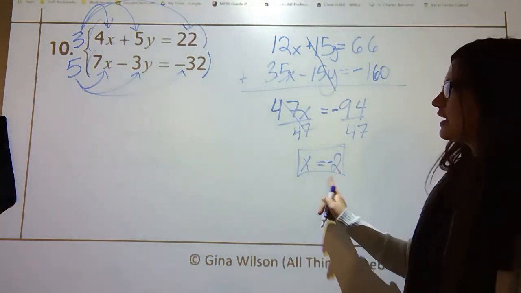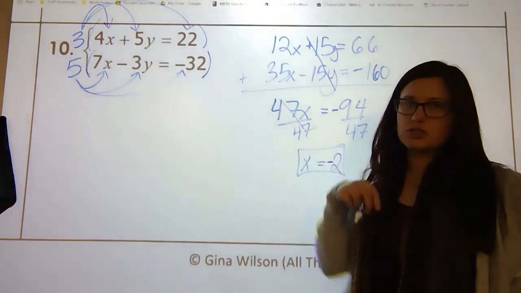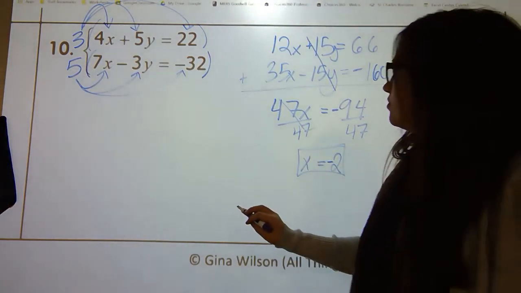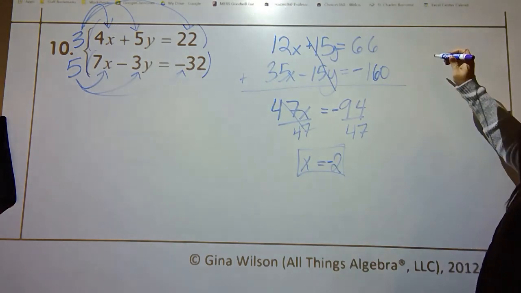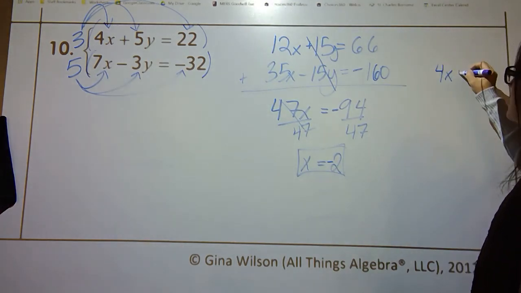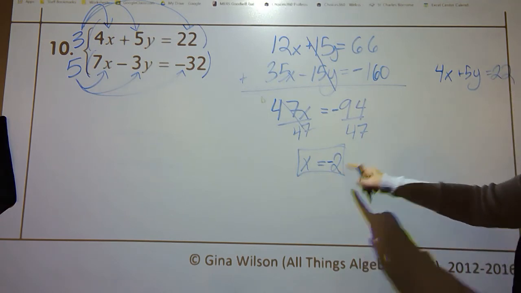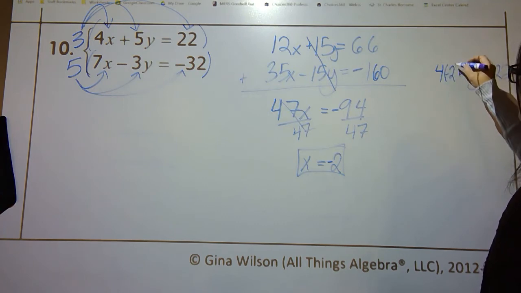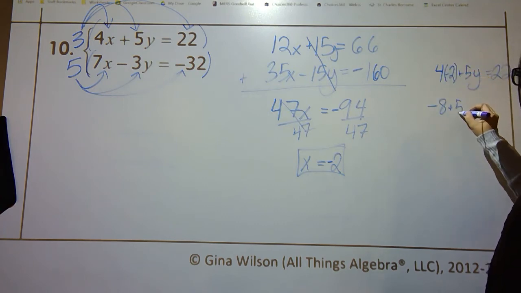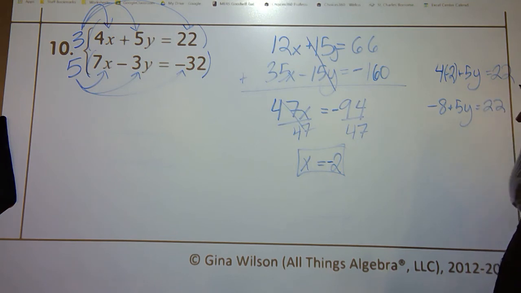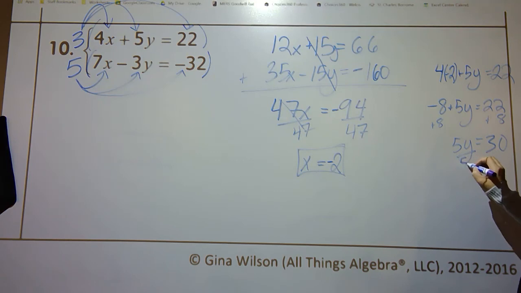Okay. How do I find the y? Plug it back into either one of those equations. It don't matter which one. I'm running out of room over here. You can still see. I'm going to pick the top one, 4x plus 5y equals 22. Okay. I got to plug in negative 2 here. So I have negative 8 plus 5y equals 22. Adding 8 on both sides, 5y equals 30. Divide by 5. Y equals 6. All right.